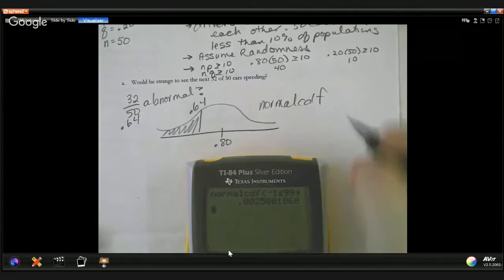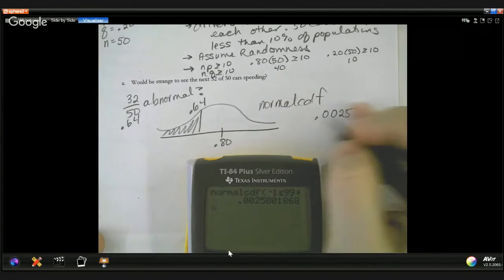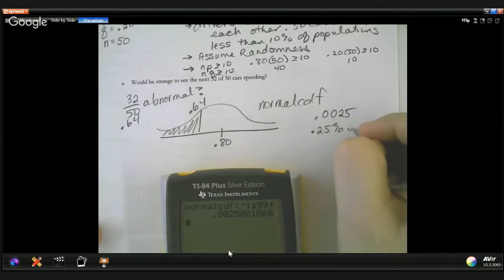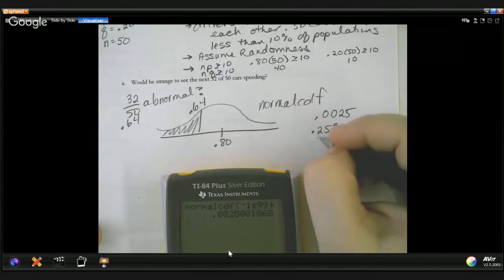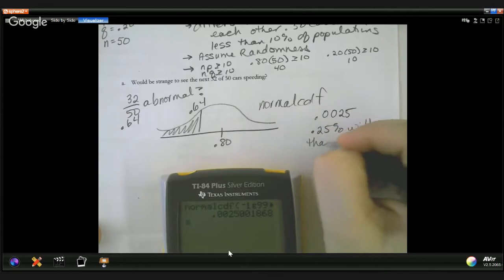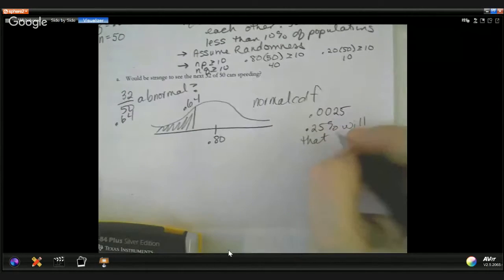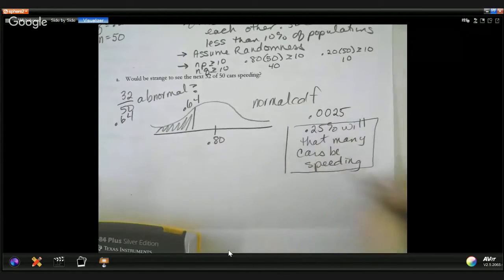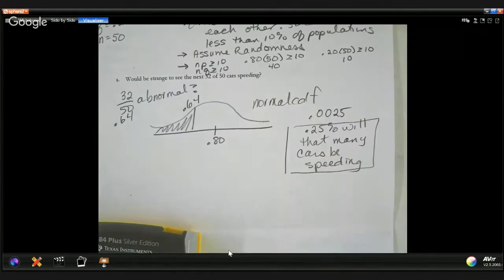And so 0.0025 of the time someone will be driving, that percent will be speeding. So only 0.25% of the time will that many cars be speeding. And that's a really small percent. So that is really abnormal. It's very rare that that's going to happen. Whenever you have a sample size of 50, then that's only going to happen less than 1% of the time.